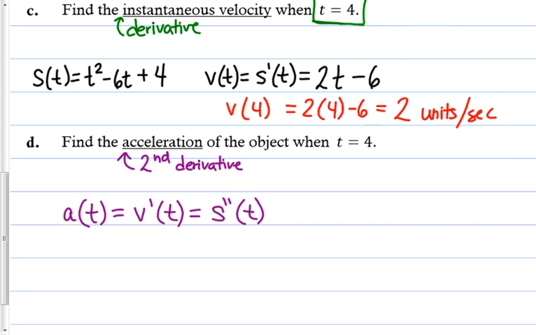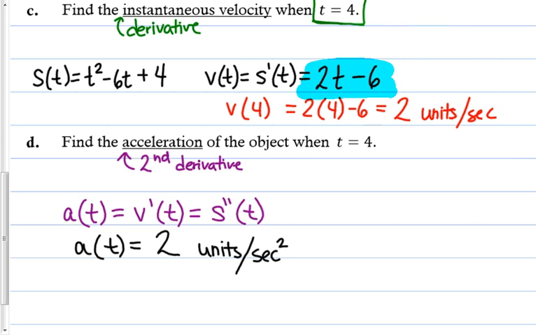To find acceleration, I'm going to derive my velocity. My velocity was up here. This is my velocity function, so I have to derive that. 2t minus 6, if I derive that, I just get 2. This will be my acceleration: 2 units, whatever they are, per second squared. Acceleration is always squared. So this was our first round with velocity, position, and acceleration.